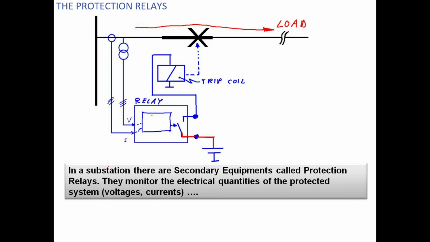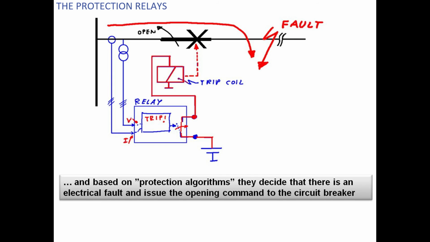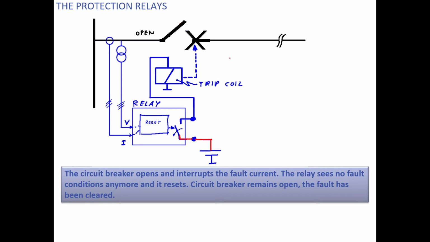So the secondary equipments monitor the electrical quantities of the protected system, and based upon those quantities, they take the decision. Suppose there is a fault at this point. Once there is a fault, the current will increase and voltage might drop. Based upon that, it will take a trip decision, it will make this contact, then this contact will energize the tripping coil, and once the tripping coil energizes, it will open your circuit breaker. Once the circuit breaker opens, there will be no current now, and the protective relay resets. The circuit breaker remains open and the fault has been cleared.